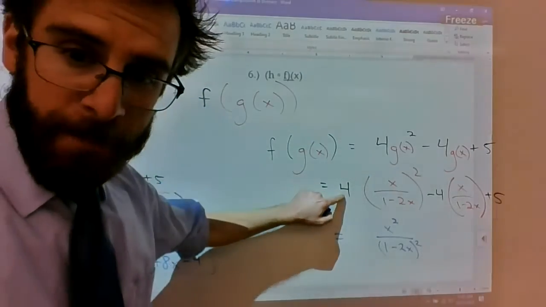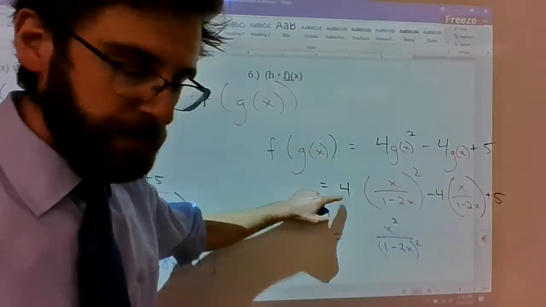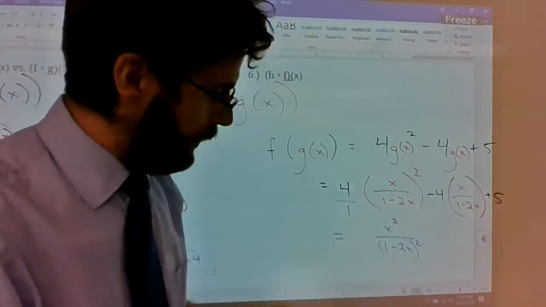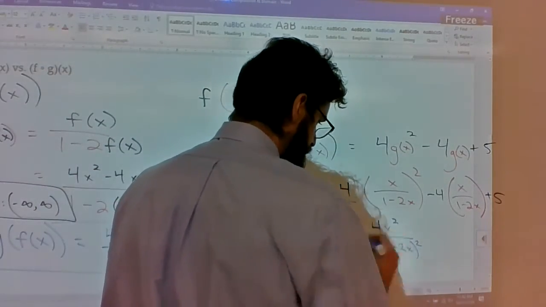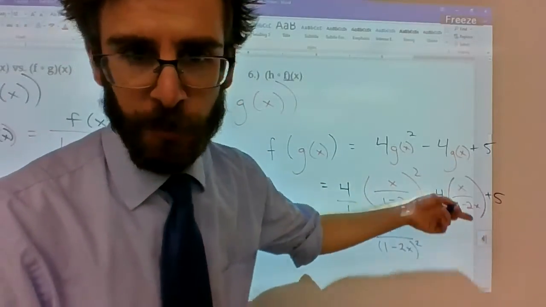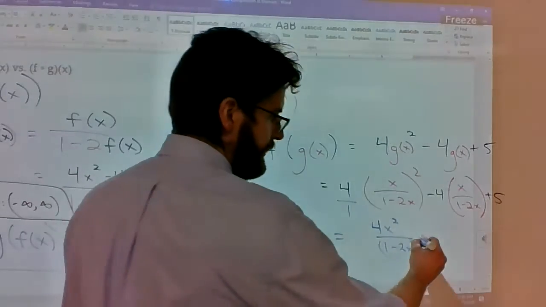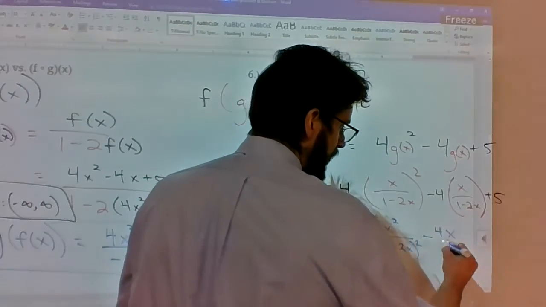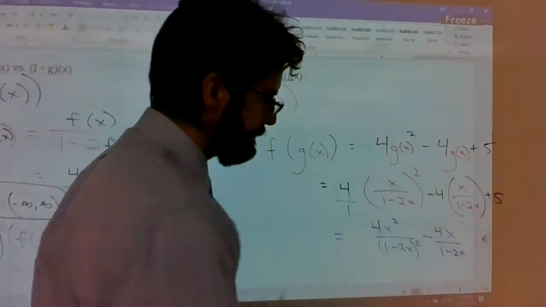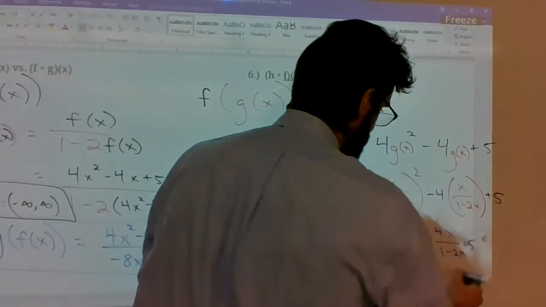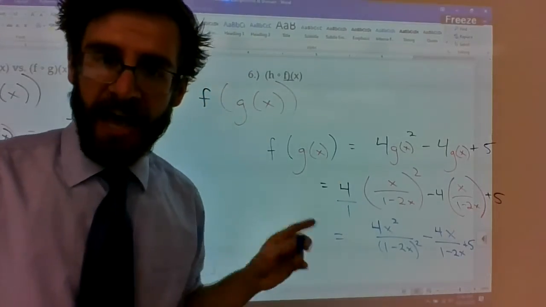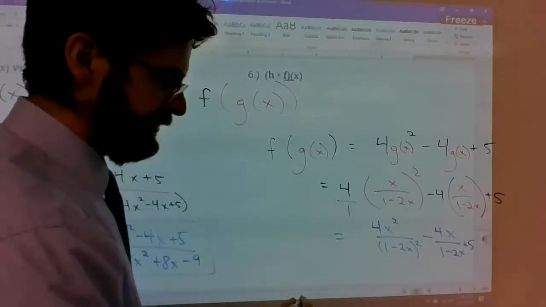Now, when you multiply that by 4, that's the same as multiplying by 4 over 1, which means the numerator gets the 4. And then you're going to see the exact same thing happen here, except we're not even squaring anything. It's just going to be minus 4x on top over 1 minus 2x on the bottom. And then plus 5. So you don't need to do any more simplification beyond that. That is your f of g of x function that they're asking for.